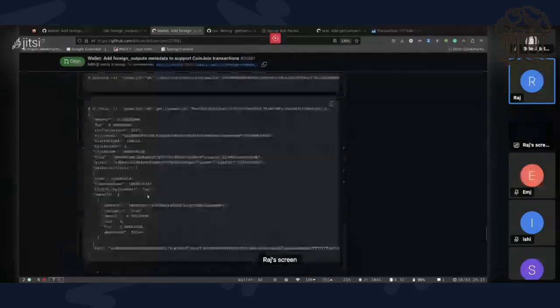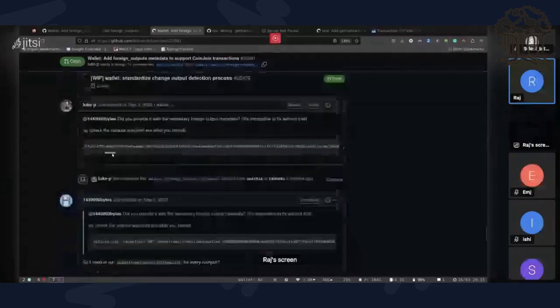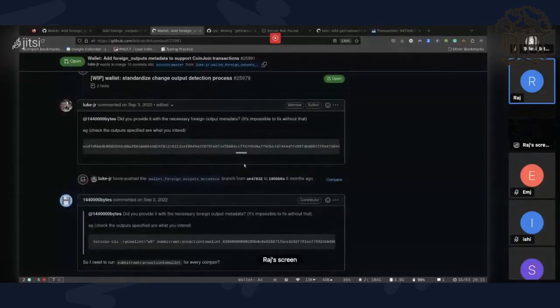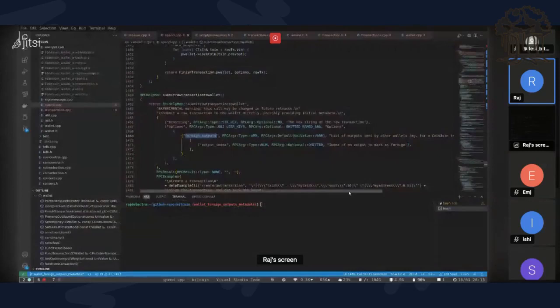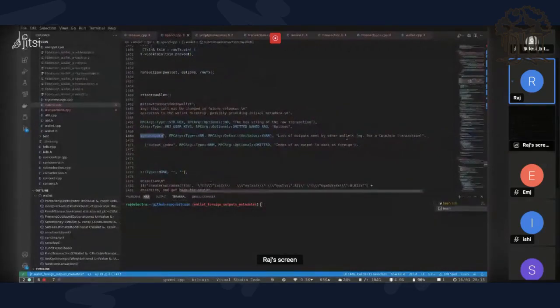Yeah, submit raw transaction to wallet: the raw transaction hex going in, and a foreign output list. And this foreign output list is specifying 0, 1, 2, 3, 4. I'm not sure why it's specifying 0, 1, 2, 3, 4. From the help of this document: list of outputs sent by other wallets, for example for a CoinJoin transaction, index of an output to mark as foreign.